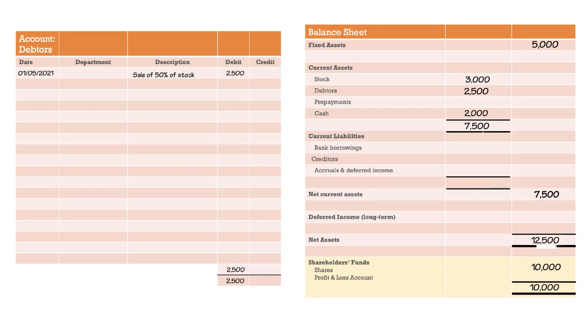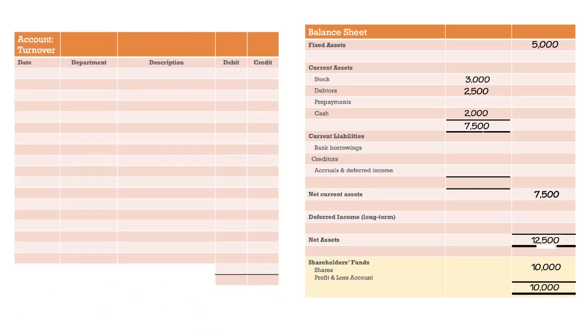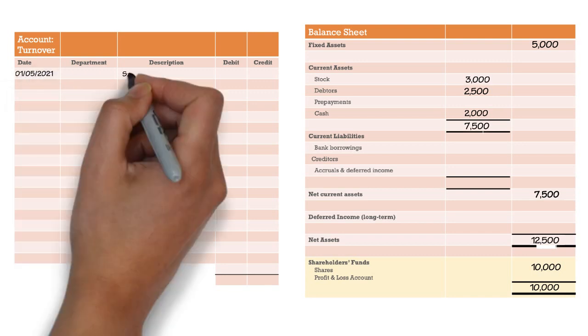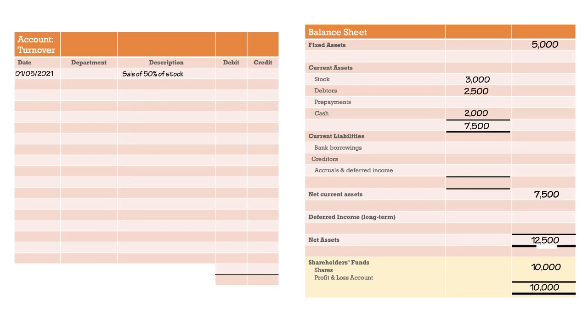That's one side of the entry, and as you'll see from the balance sheet, it's indicating that again we need a double entry. It's a sale that we've just achieved, therefore we'll need to find our turnover or sales account, and on the same date we record the sale. Again, as it's a double entry, we created a debtor in the debtor's account, therefore on the sales or turnover account, that must be equal and opposite. It's therefore a £2,500 credit.